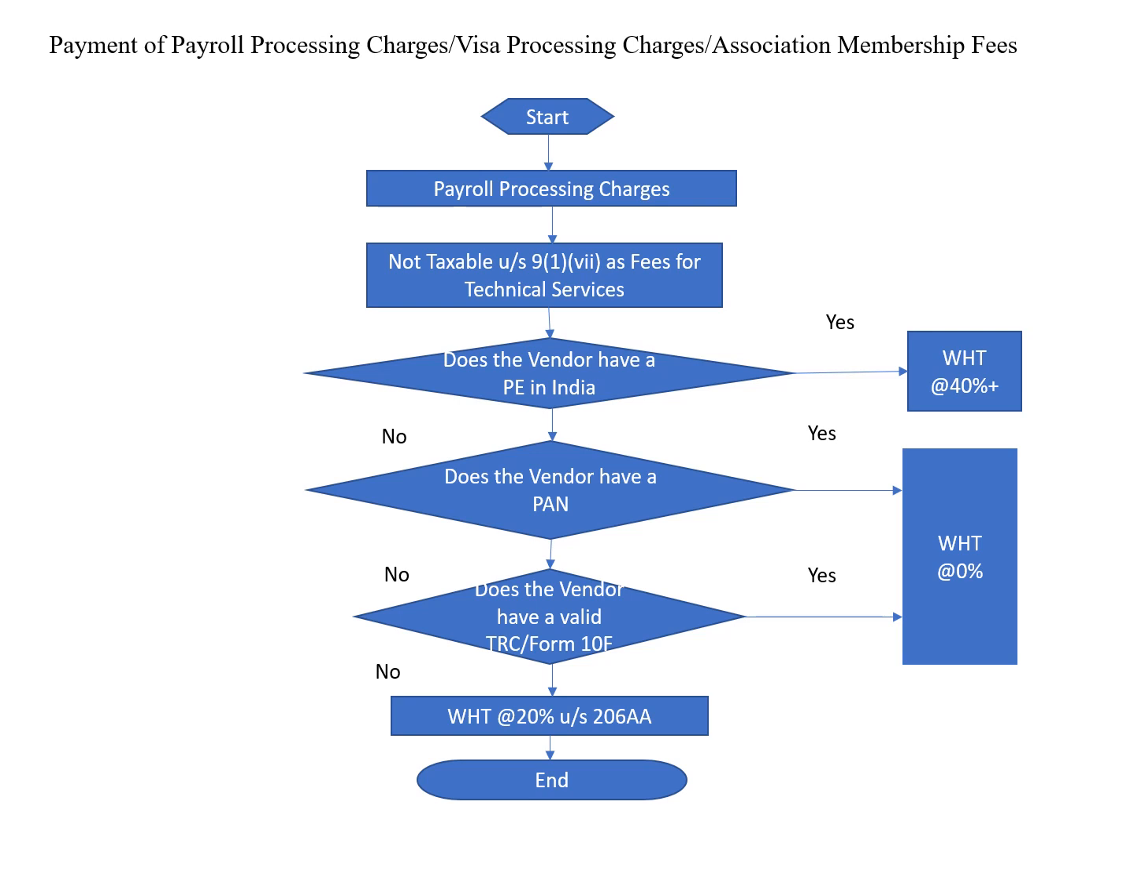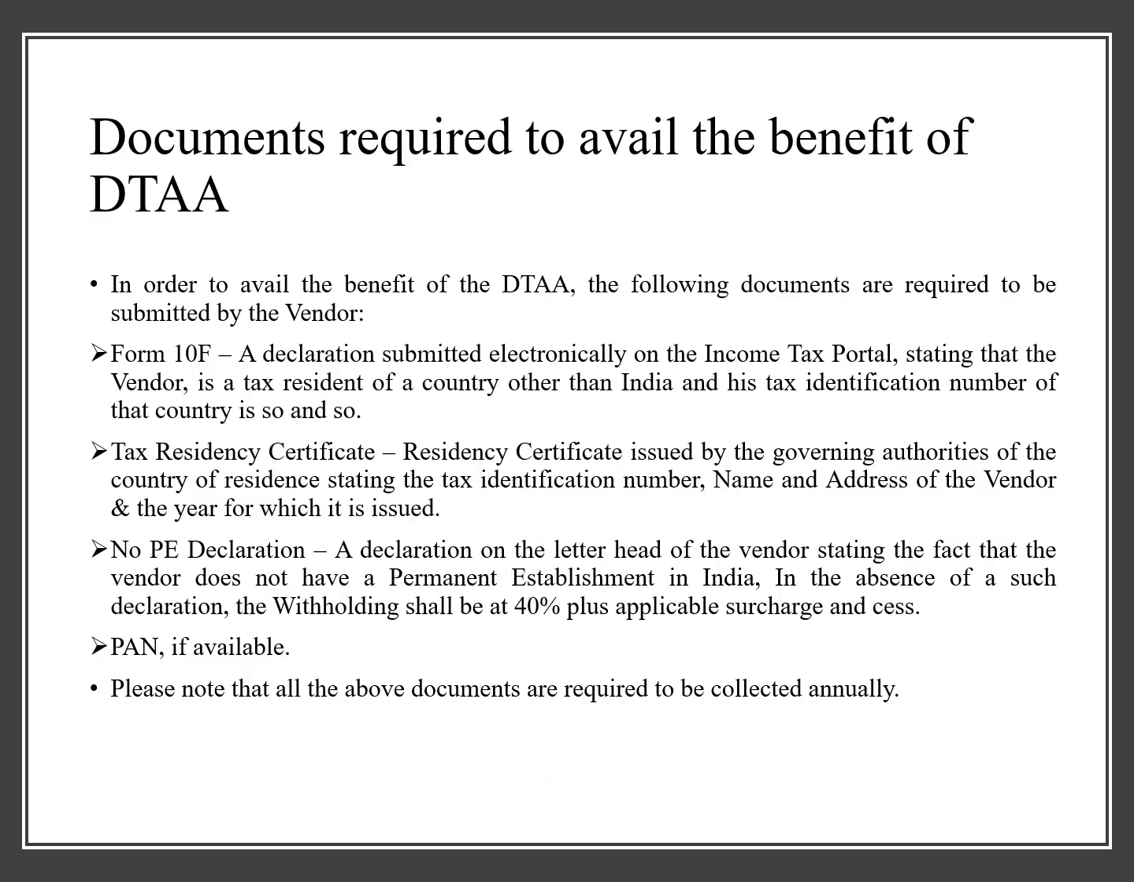You're required to collect a few documents like TRC, PAN, and no PE declaration from the vendor every year. Remember, every year. Okay, so as I said, documents required to avail the benefit of DTAA. If you want to avail the benefit of DTAA, you're required to get a few documents like Form 10F, tax residency certificate, no PE declaration, PAN. If you get these documents, then only you can claim the benefit of DTAA, otherwise not.